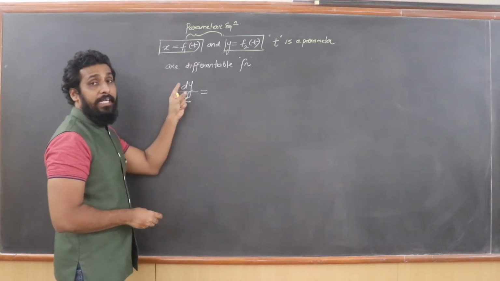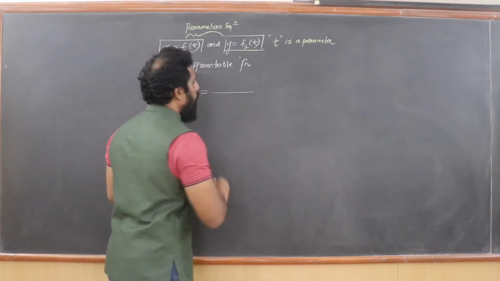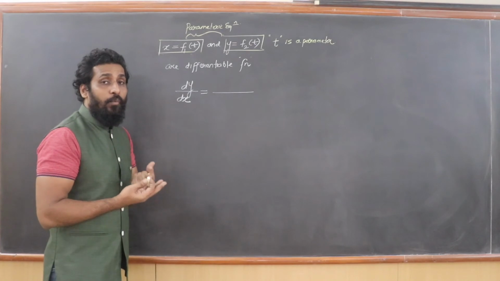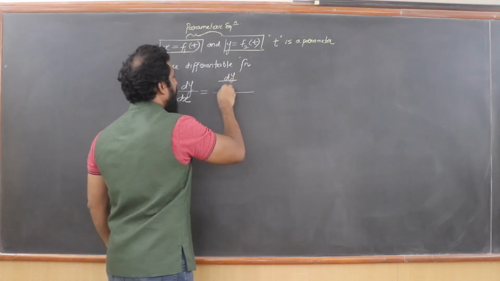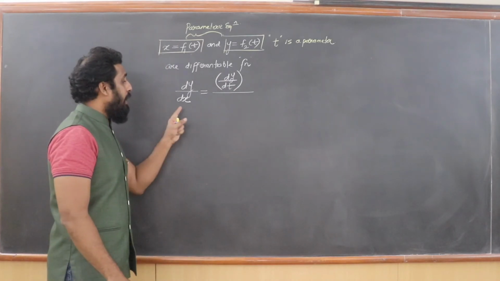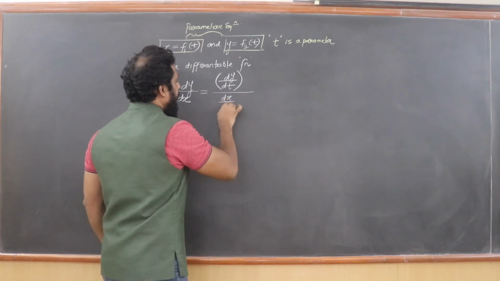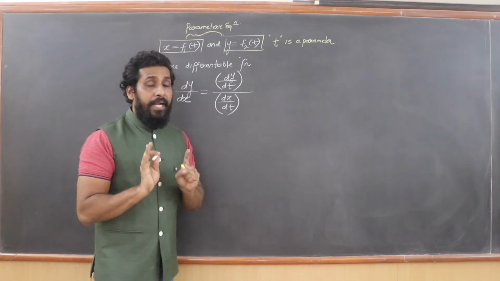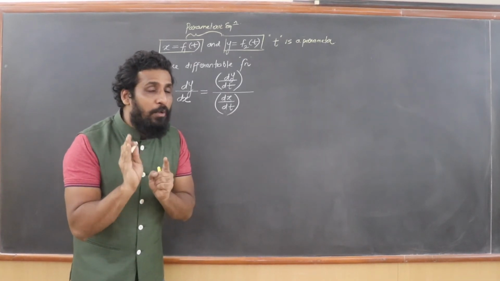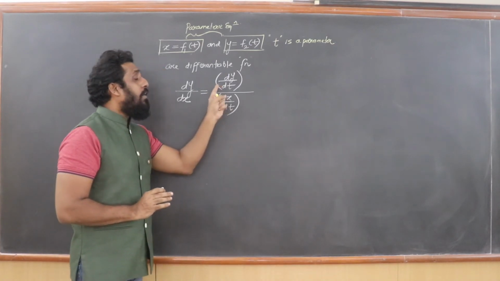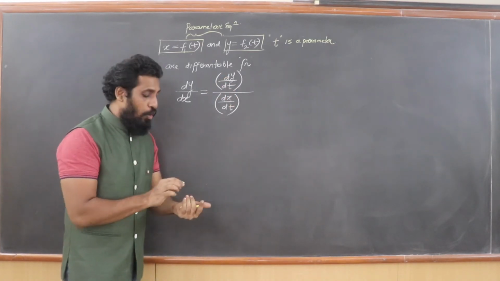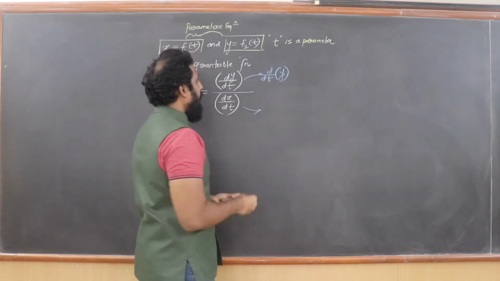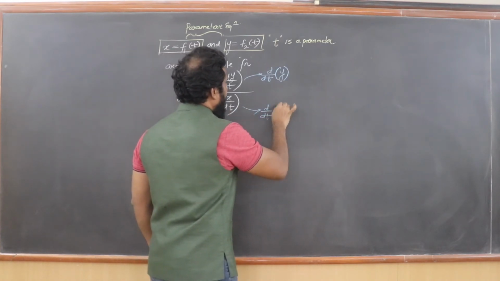Now if I want to get dy by dx, I will get a formula like this. Y is actually a function of t, so I should differentiate it with respect to t. So I'll get dy upon dt, and similarly x is also a function of t, so I will get dx upon dt. Now remember that dy and dt are not two separate terms. This is the most important concept to keep in your mind: dy upon dt is not a ratio. It is basically d by dt of y. Likewise dx upon dt is basically d by dt of x.